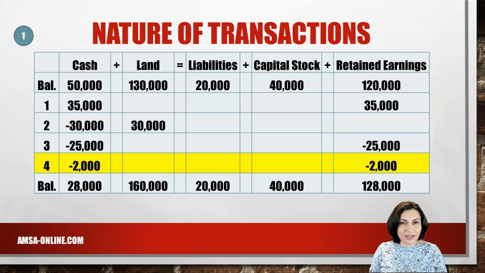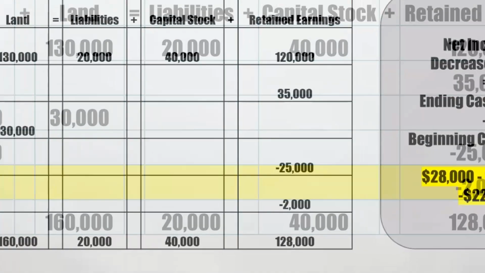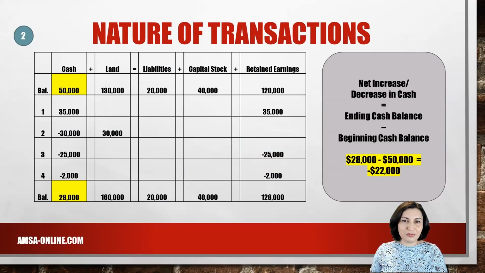In the fourth case, both cash and retained earnings have been reduced by $2,000. Expenses and dividends decrease retained earnings. Since the transaction did not affect net income, this means that the decrease is due to the payment of cash dividends amounting to $2,000. We now calculate the amount of the net decrease in cash.